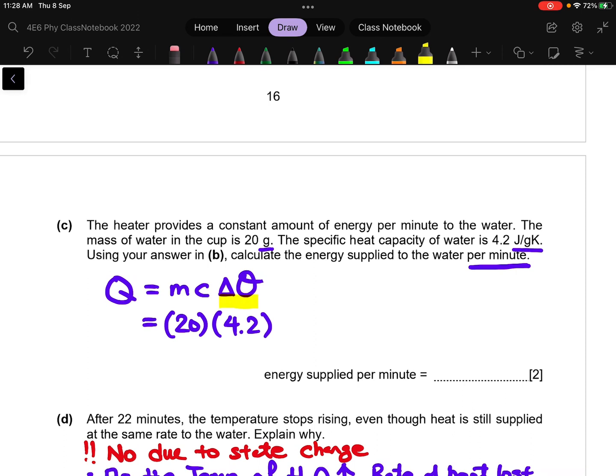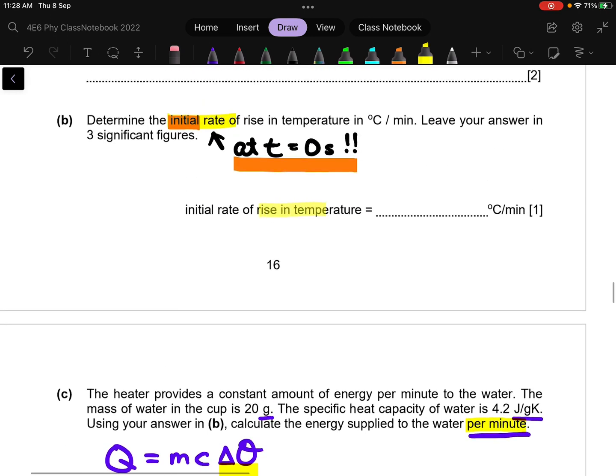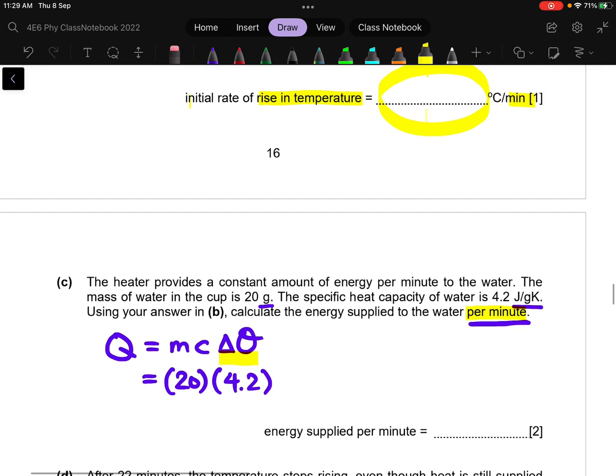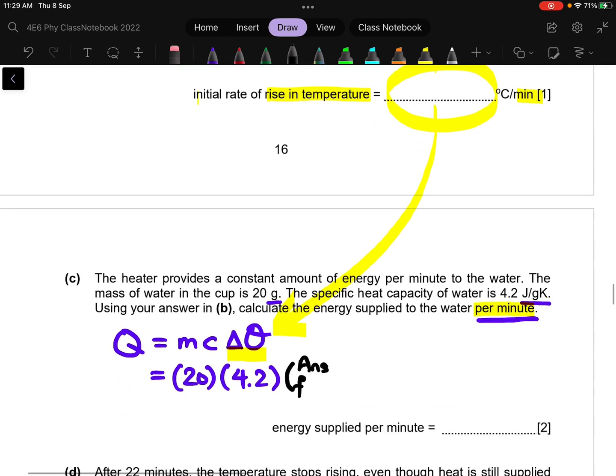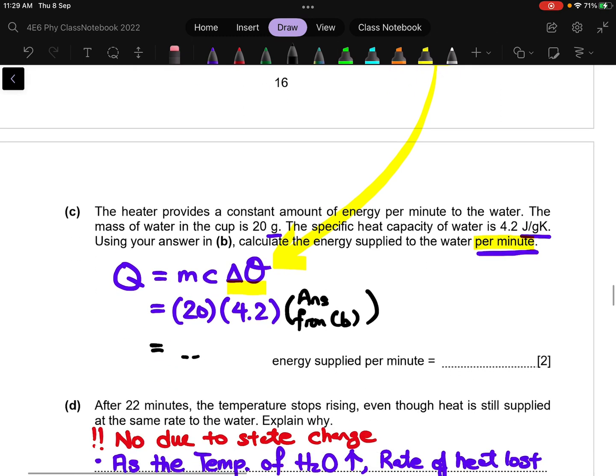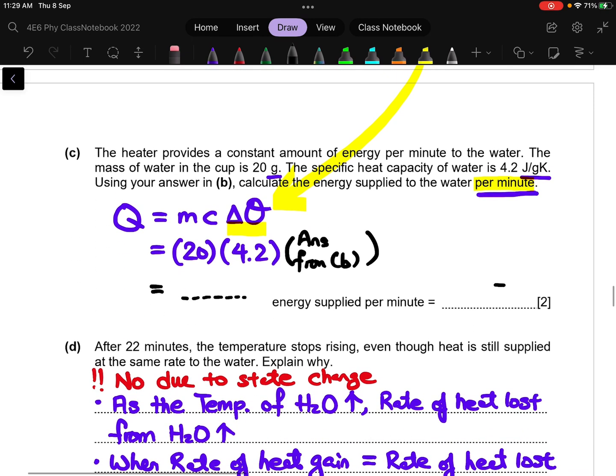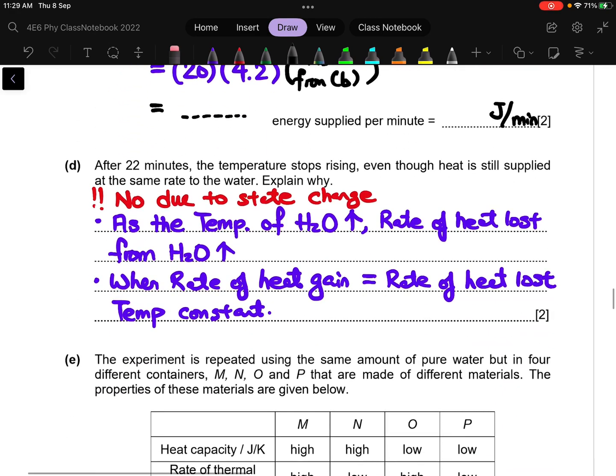So what are you going to sub into your change in temperature? Well, because they are asking you per minute and you have already worked out the rise of temperature per minute, you can just use this answer and substitute into this. So down here, you can sub in your answer from B, and you can work out the final answer. The unit should be joules per minute.